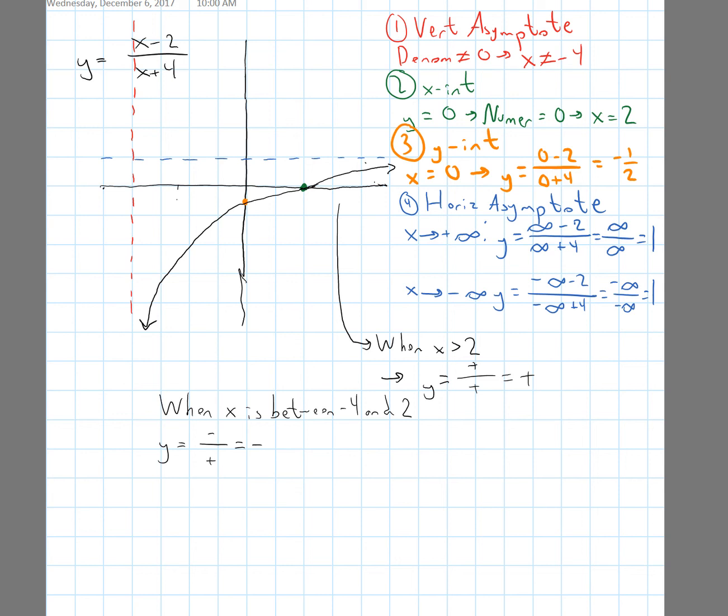All right, let's do this region in the corner here. When x is less than negative 4. Anything to the left of negative 4, that's what we're plugging in now. The numerator will be negative. This will be negative. And overall, that will be positive. So y is positive over here.